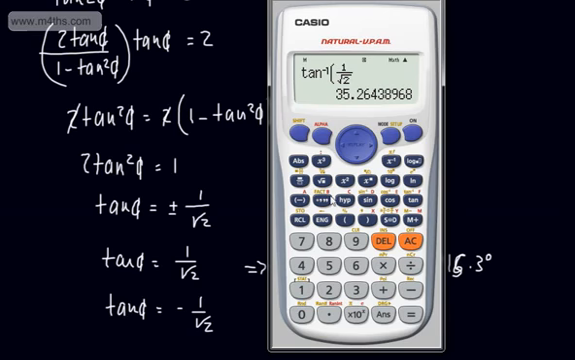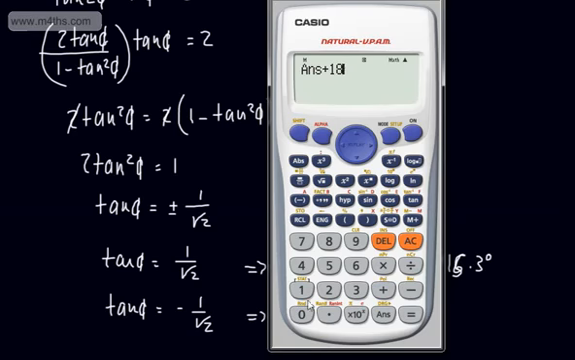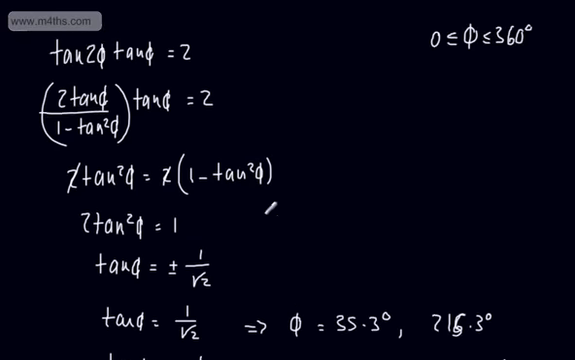And if we'd made this minus, we'd end up with the negative result. So we'd have minus 35.3, we would add the 180, and that would give us 144.7, so theta is equal to 144.7 degrees. And if we add the next 180, that gives us 324.7 degrees. So that's just using the double angle identity, and that's one way of doing it.